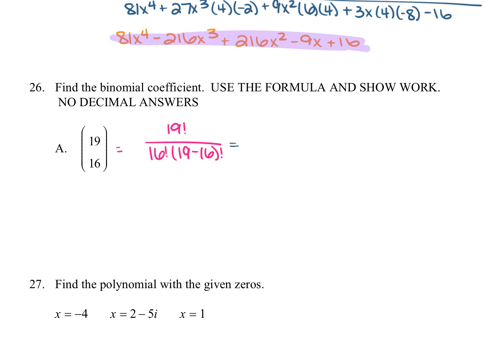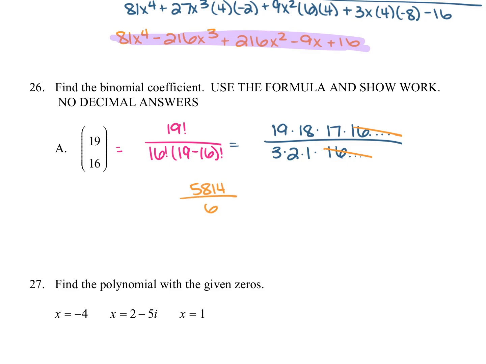So this is like saying 19 times 18 times 17 times 16 all the way down to 1 all over 19 minus 16 is 3 factorial, so that's 3 times 2 times 1 times 16 factorial, which is all the way down to 1. Your 16 factorial cancels out on the top and the bottom, so you're going to do 19 times 18 times 17, which is 5,814, over 3 times 2 times 1, which is 6, and that simplifies to give us 969 for our final answer.